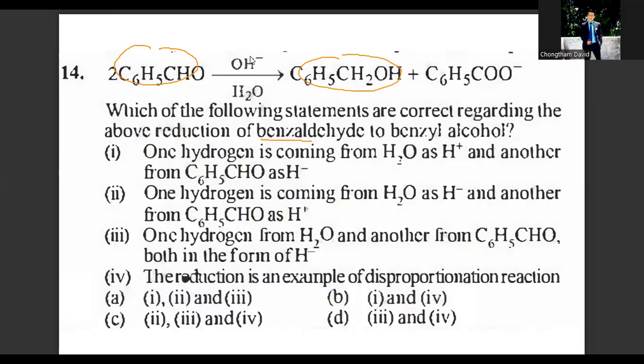That is, one hydrogen is coming from water as a hydrogen ion, another from benzaldehyde as H minus. And one hydrogen coming from, this is wrong. The disproportionation reaction is correct. So since 1 and 4 are correct, the answer will be B, 1 and 4.